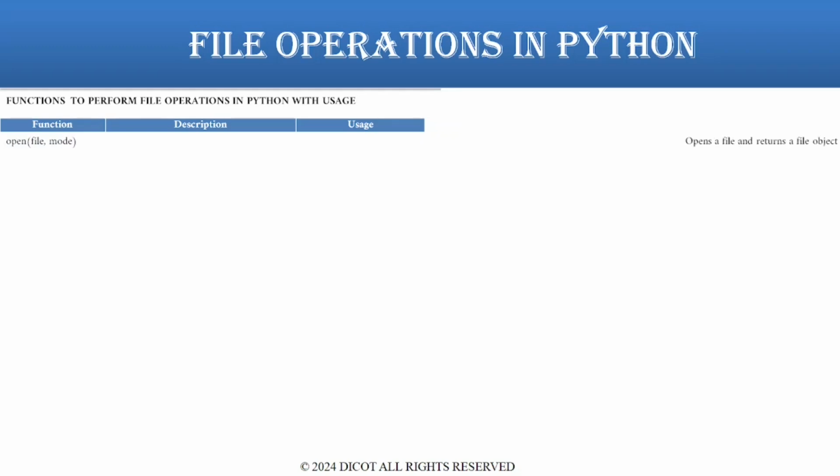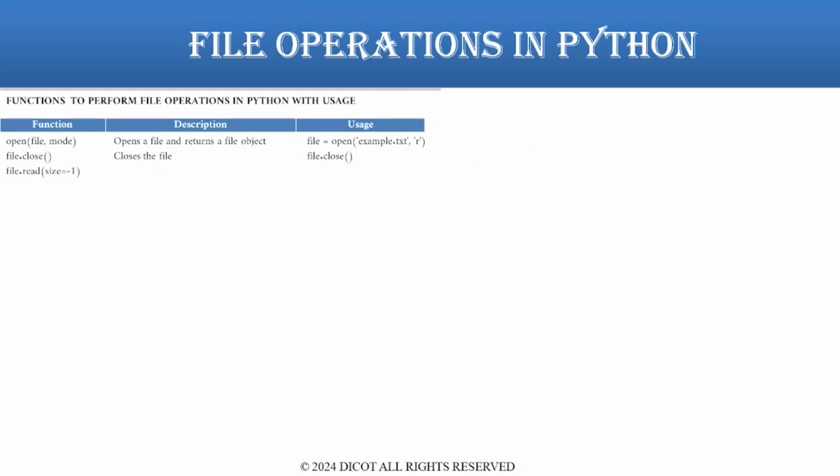The open function receives two parameters, file name and the mode. It opens a file and returns a file object. Mode specifies the mode in which the file is opened. Example: open the text file example.txt in read mode and assign the file object returned to the variable file. The close function closes the file. Syntax is file.close.